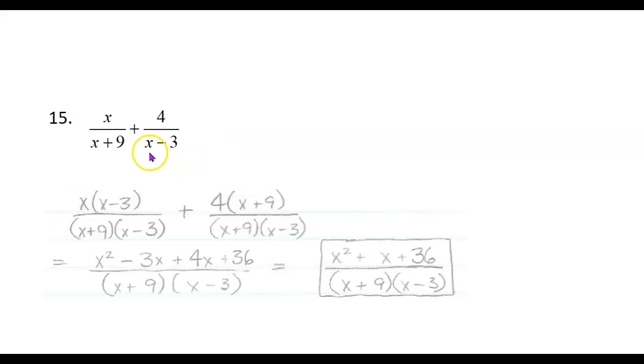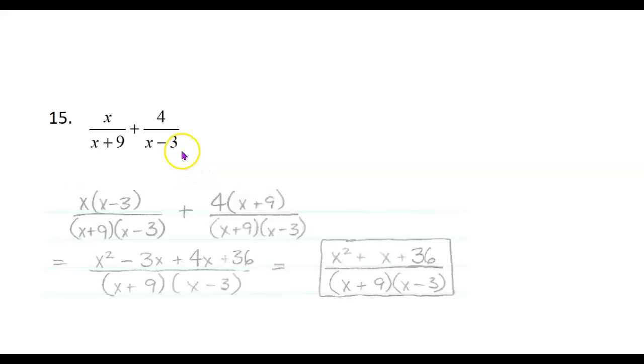Number 15, here we are adding, and I just said when you're adding or subtracting, you need a common denominator. Here, these do not have the same denominator, so we need to fix that before we can add them together. And the way we fix that is to get them to have the same denominator. I can take the first fraction and multiply by what's missing in this denominator, x minus 3 on top and on the bottom.